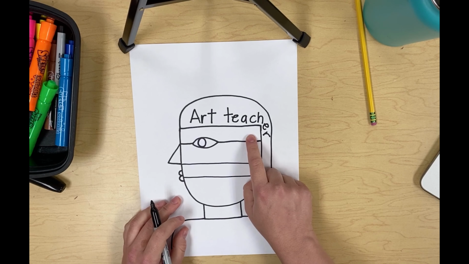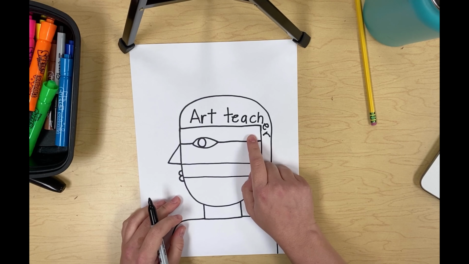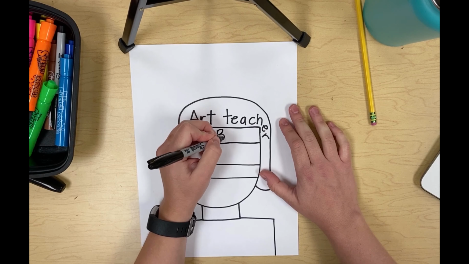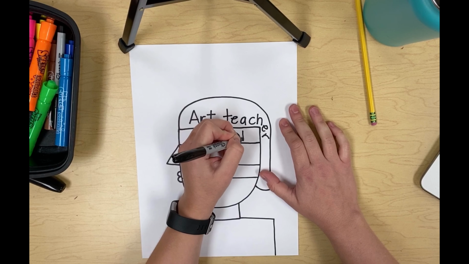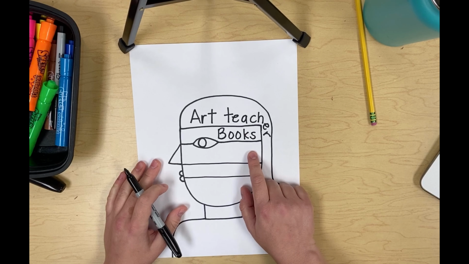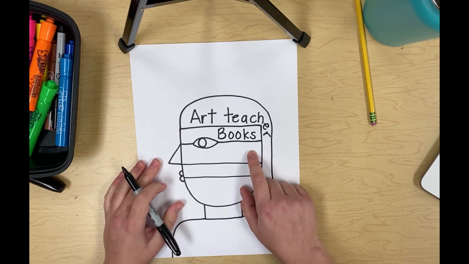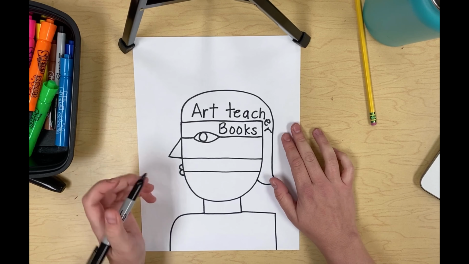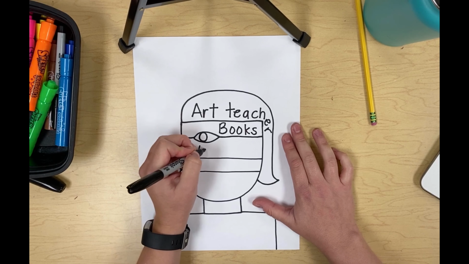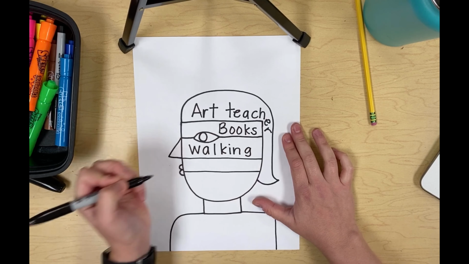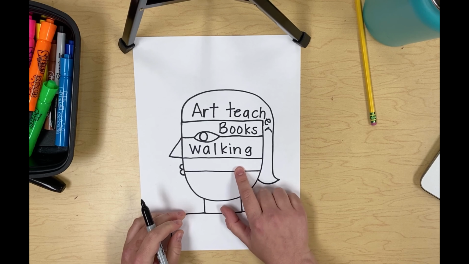Now the second space right here, what am I going to write here? What do I like to do? Ooh, I love to read. So I'm going to write the word books as a word that describes something about me, something that I love. This middle section, I'm thinking, what do I like to do for fun? Ooh, I like to take walks, especially in the evening when the sun is setting and the sky is really beautiful. So I'm going to write walking for things I like to do.